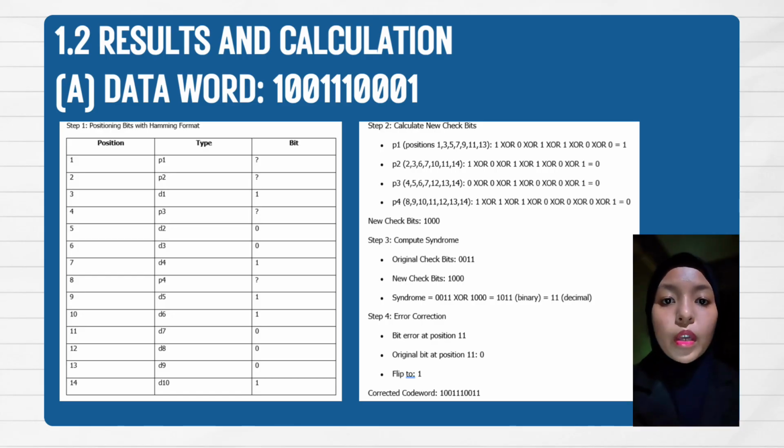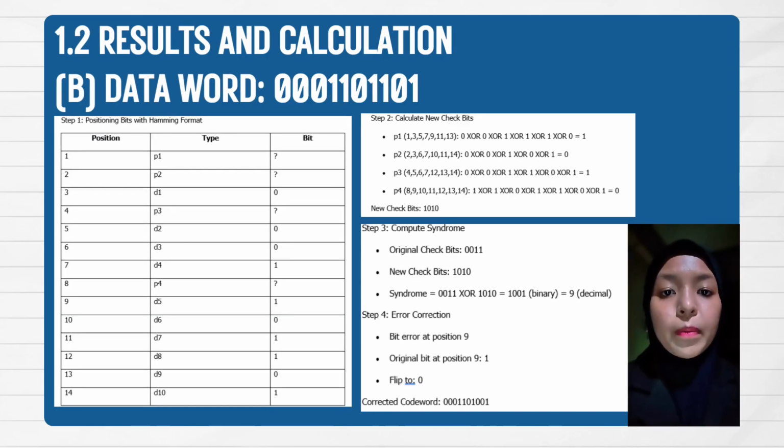Next, we compare the new check bits 1000 with the original 0011. Using XOR, we get a syndrome of 1011, which equals 11 in decimal. This tells us that the error is at position 11. The original bit at position 11 was 0, so we flip it to 1. The corrected code word is now 10011.